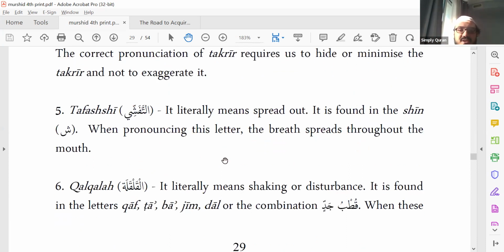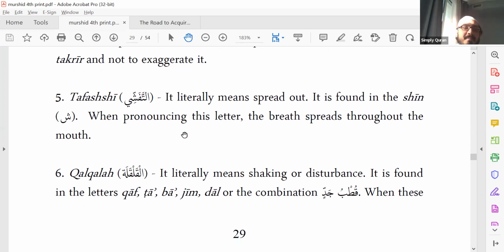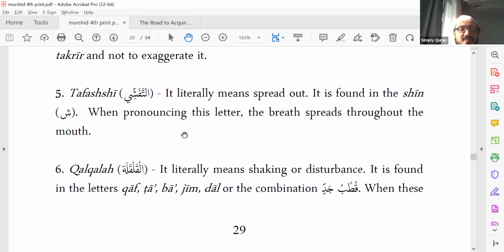Number five is at-tafashi, which literally means to spread out. It's found in the sheen. When pronouncing this letter, the breath spreads through the mouth. Obviously, this is one letter that I think everyone uses when they're trying to hush someone, they say shh. Because it spreads so much, it has the quality of tafashi. So maybe that's why they use it. I don't know.